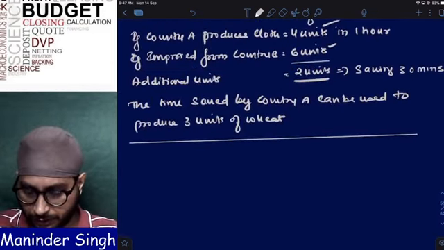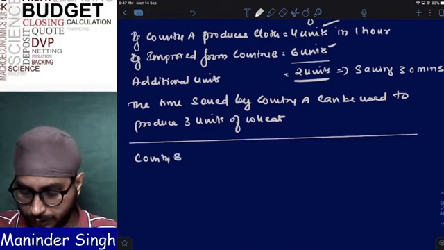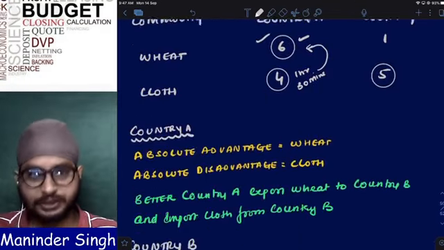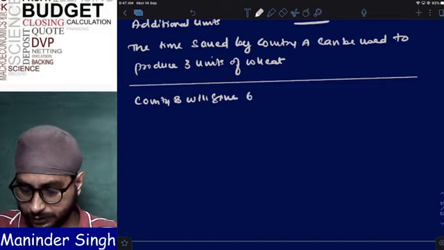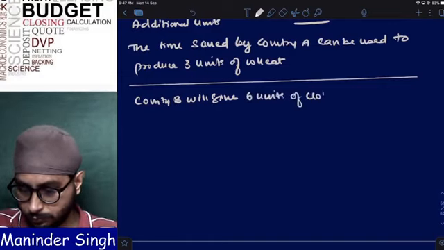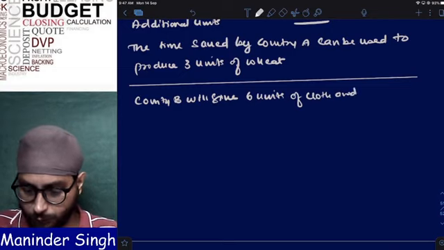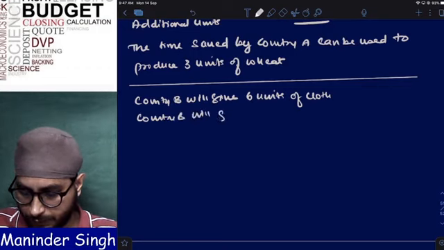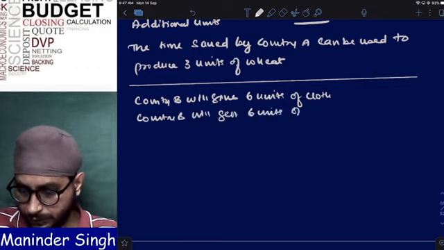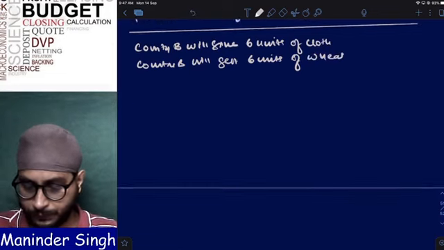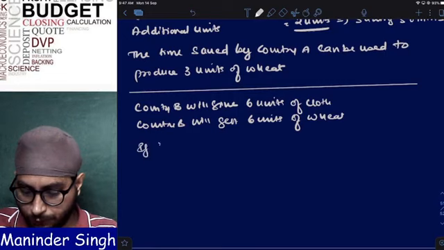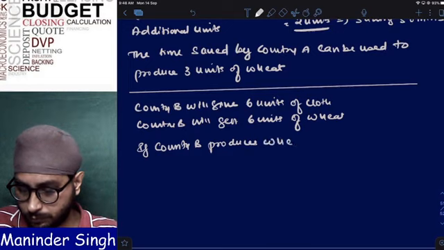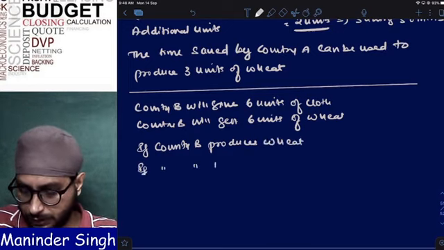Country B is giving what? Country B will give how many units of cloth? 6 units of cloth, right? Country B will give 6 units of cloth and what will it get? Country B will get 6 units of wheat, if country B imports wheat.